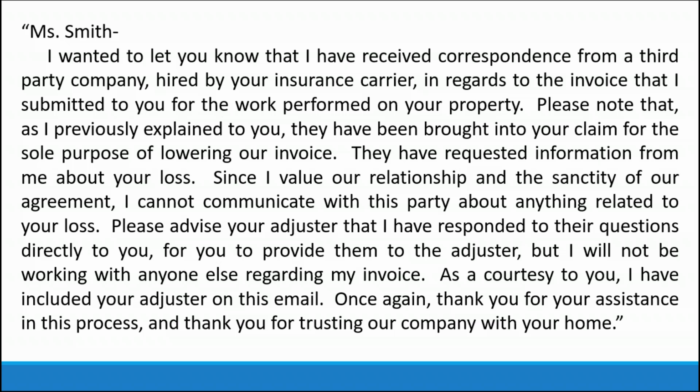"Once again, thank you for your assistance in this process, and thank you for trusting our company with your home." That last sentence could be however you want it to be, whatever you have a tagline for, you can put that on there. I just want you to understand how important it is for this process to make sure that you are on top of things and communicating exactly as we want to through this process. Does everybody understand this? If you don't, or if you have any questions, or if you want a copy of this, obviously you can freeze the slide and type it out. Or drop me an email or a text message, and I'll be glad to forward this slide directly to you.